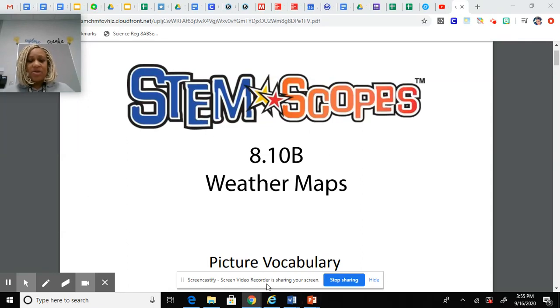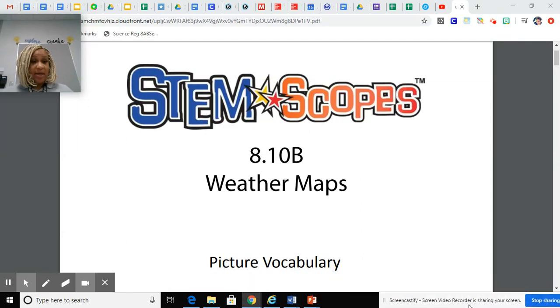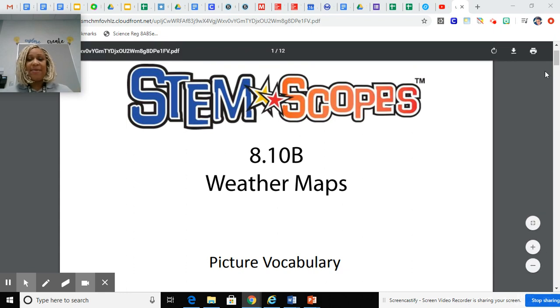Hi, students. So we are going to introduce today weather maps, and we're going to use STEMscopes. All right, and this is a picture vocabulary tutorial, so hopefully it gives you a better idea of what you're looking at when you're doing the assignments that you're doing.